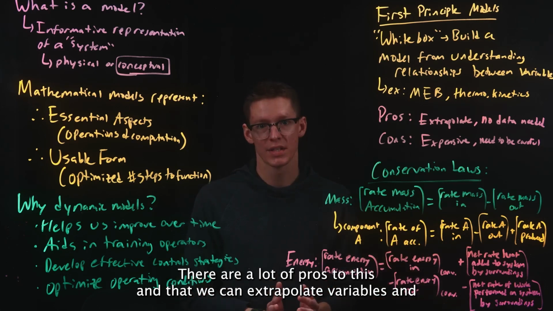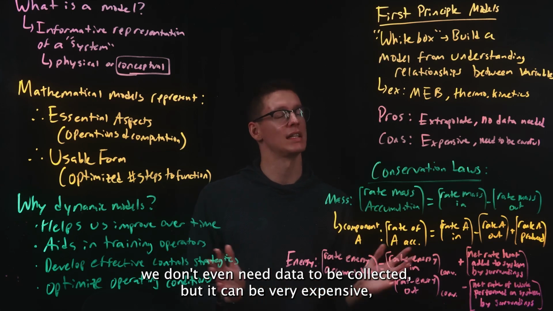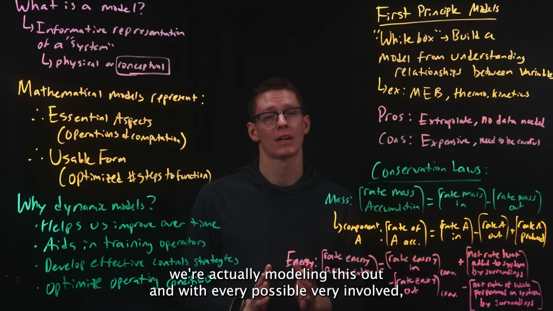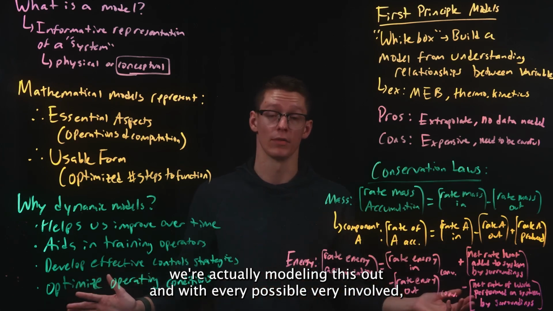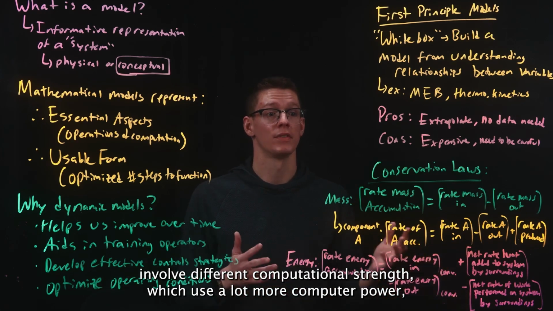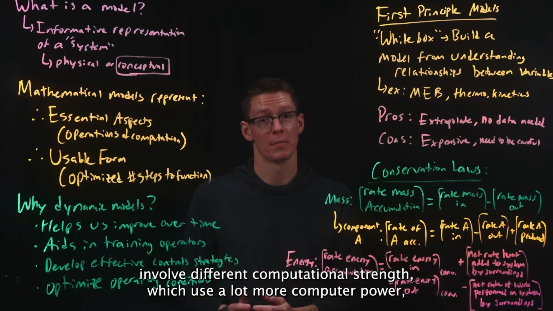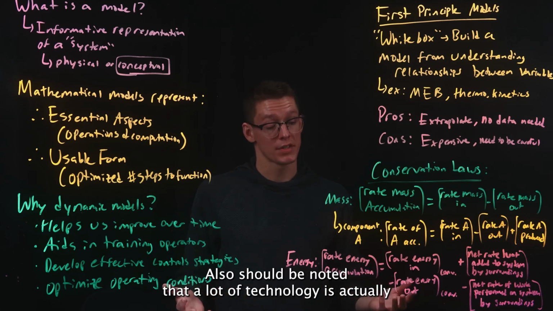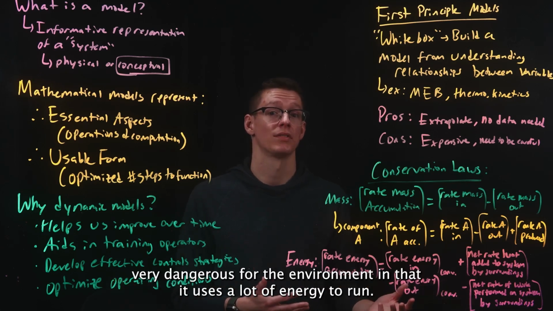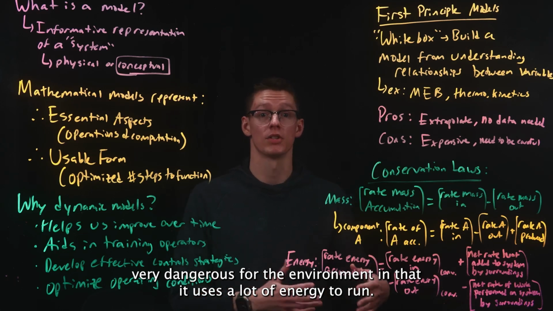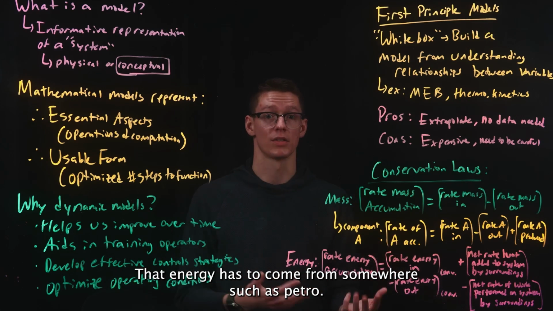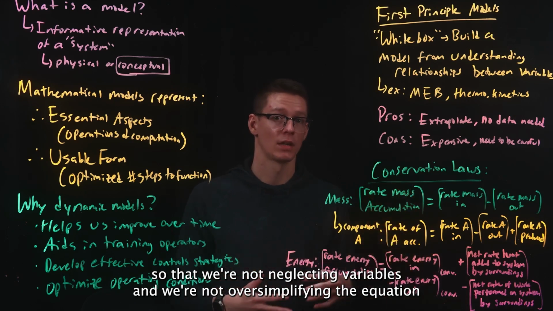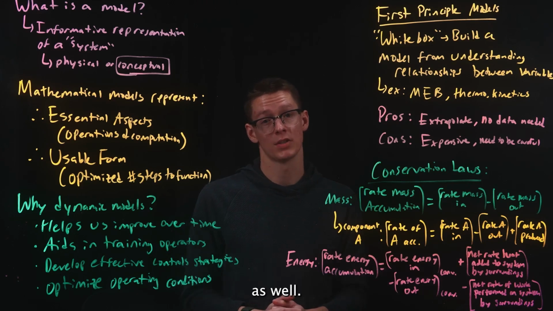There are a lot of pros to this in that we can extrapolate variables and that we don't even need data to be collected, but it can be very expensive, meaning when we're actually modeling this out and we have every possible variable involved, all those variables involve different computational strength, which use a lot more computer power, which can take more time and be intensive to the energy of the system. Also, it should be noted that a lot of technology is actually very dangerous for the environment and uses a lot of energy to run, but that energy has to come from somewhere, such as petroleum. Further, we need to be careful in the actual considerations of our models so that we're not neglecting variables and we're not oversimplifying the equation as well.